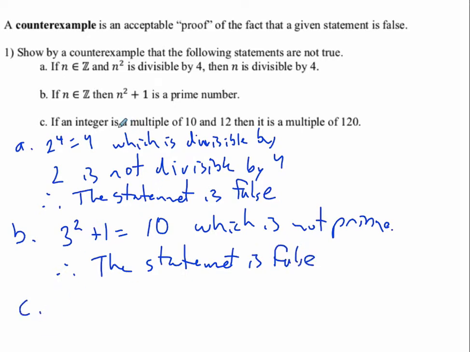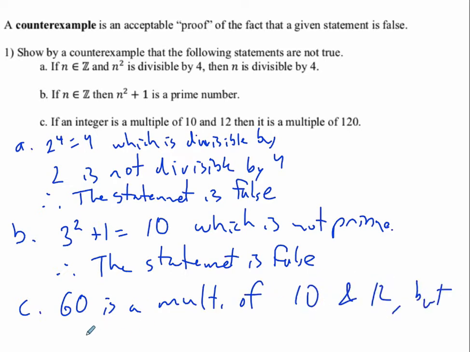Okay, in part C, if an integer is a multiple of 10 and 12, then it is a multiple of 120. Well, you can maybe find a common multiple of 10 and 12. I think 60 is a common multiple of 10 and 12. So 60 is a multiple of 10 and 12, but not 120. Therefore, the statement is false.